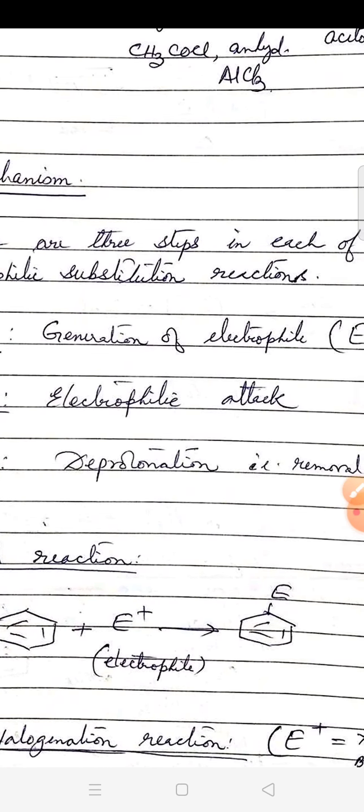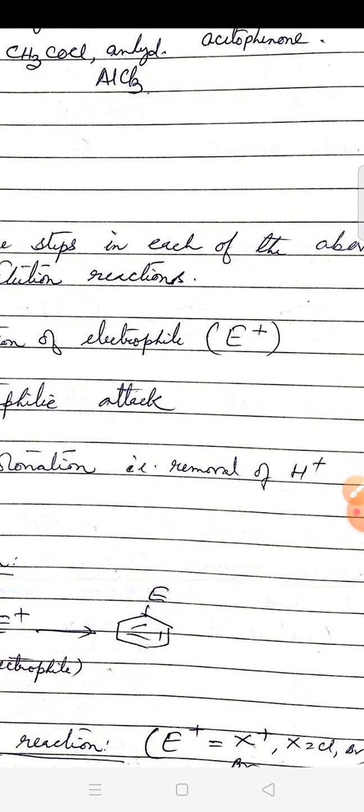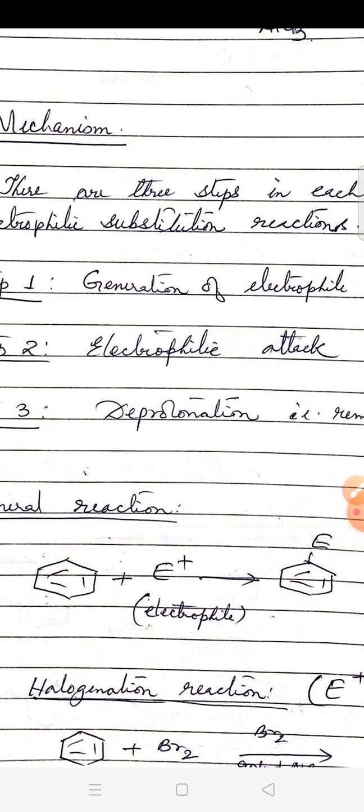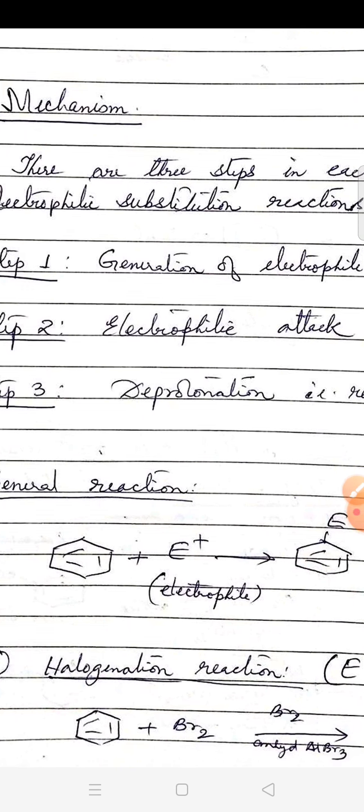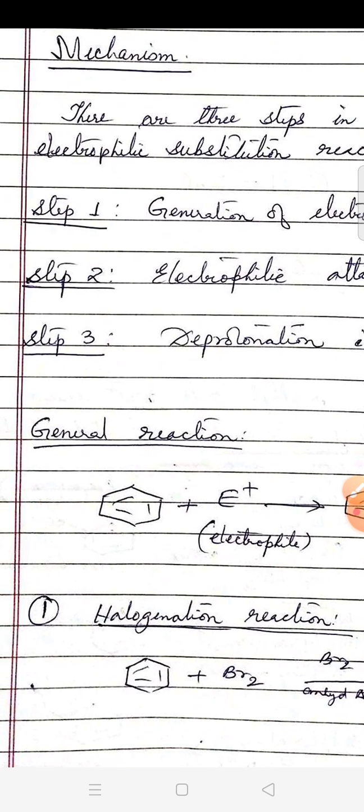Step 1 is generation of the electrophile, E+. Step 2 is electrophilic attack, that means how the benzene ring gets attached to the electrophile. And step 3, deprotonation. As you know, the hydrogens are replaced by the electrophiles, so the hydrogen has to go, and removal of hydrogen is called deprotonation.